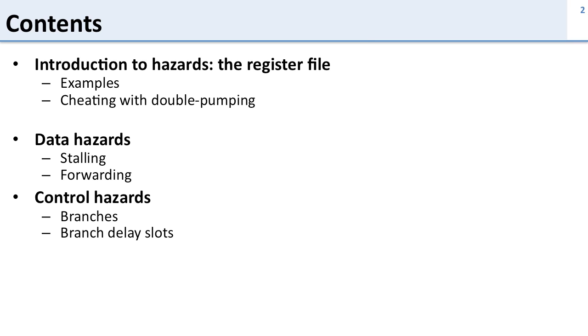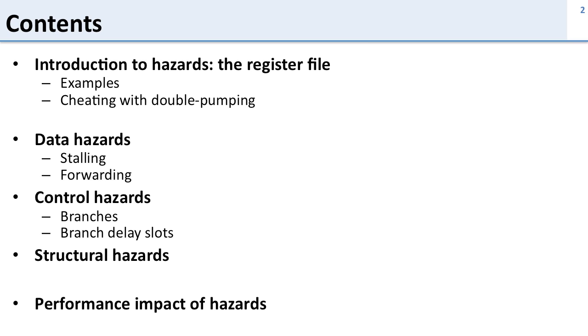We're then going to talk about control hazards, and that is how do hazards show up with branches, and the branch delay slot that's the result of this in MIPS. We're going to talk some about structural hazards, and how those are solved in the pipeline that we've already seen. And then we're going to spend some time talking about the performance impact of hazards. And this is where we're going to get back to all the times I mentioned in the last lecture about how pipelines are great if you can keep the pipeline full. And we'll see some of the reasons why it's hard to keep the pipeline full.